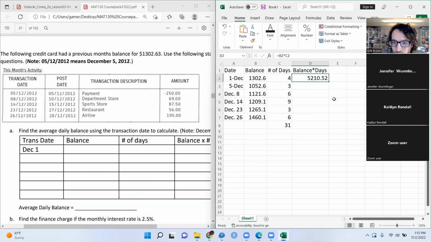And then if you look in the bottom right corner, there's that little square. In mine, it's green. So I put my cursor over that, and it changes to this black plus sign. I click and hold and then drag, and it's going to copy this formula down to each of these, except it's going to switch the cells. So you see it says B3, C3, B4, C4, B5, C5, et cetera. So it did what I wanted it to. It made us multiply all these together.